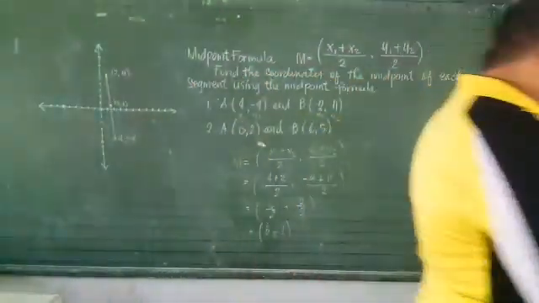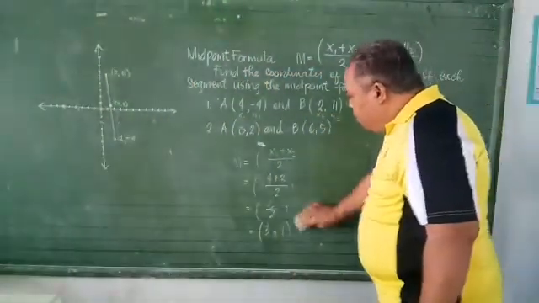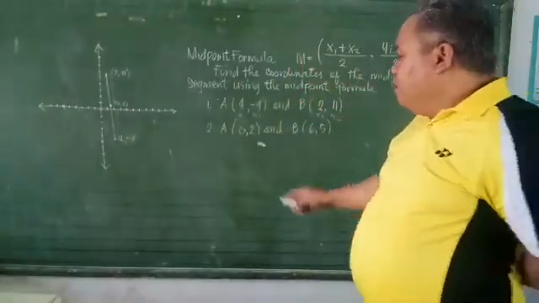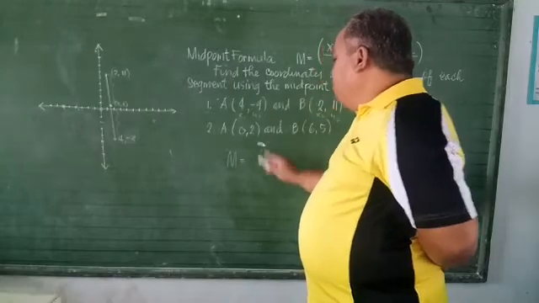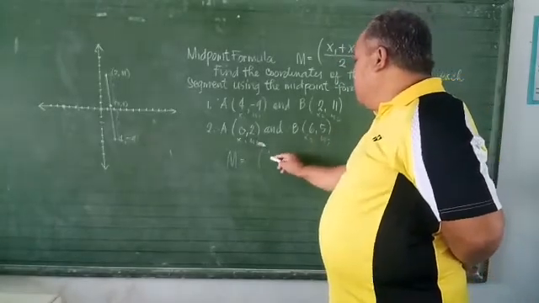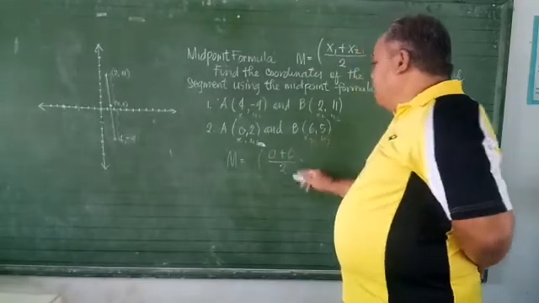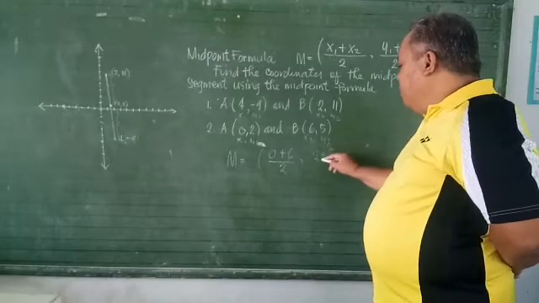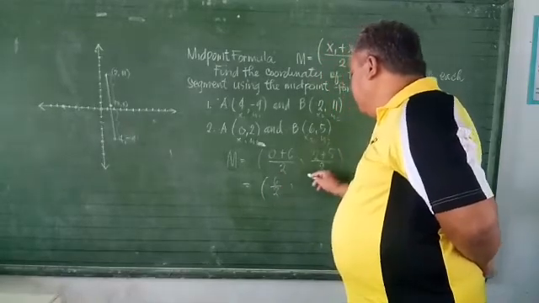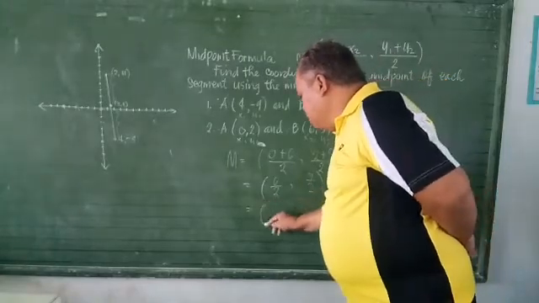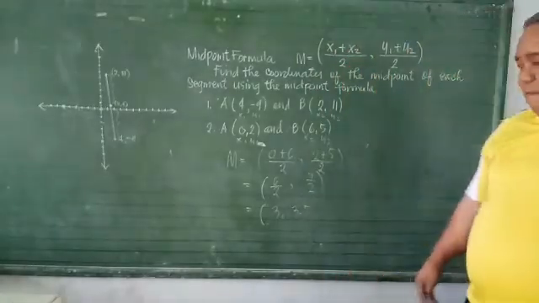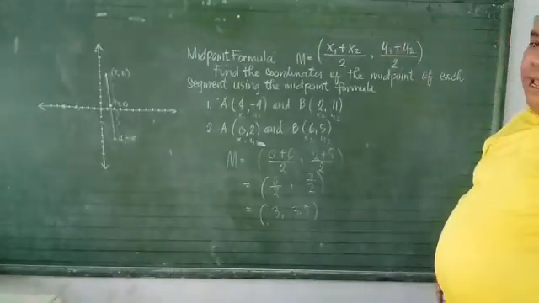Okay? So that is for that number. Now, let us compute number 2. Let's say in number 2, the given coordinates are 0, 2 and 6, 5. Midpoint formula ulit. The x sub 1 should be x sub 1, y sub 1, x sub 2, then y sub 2. X sub 1 is 0 plus 6 over 2. Then y sub 1 is 2 plus 5 over 2. So this is 6 over 2. Then this is 7 over 2. This is 3 and this is 3.5. Am I right? That's 7 divided by 2, that's 3.5. So that will be the coordinates 3 and 3.5.